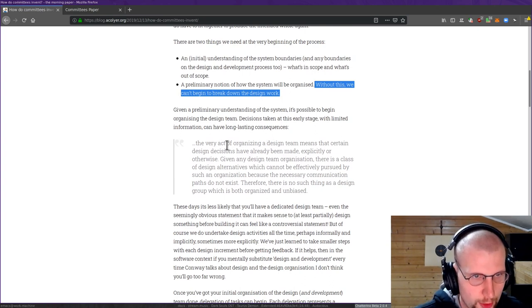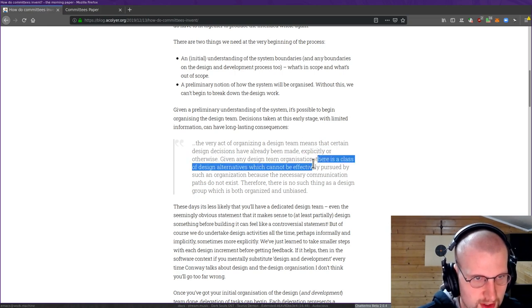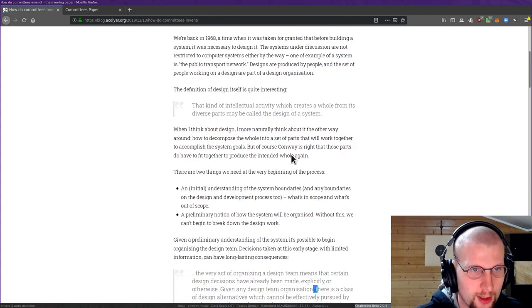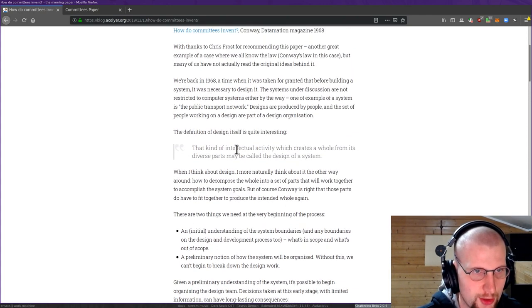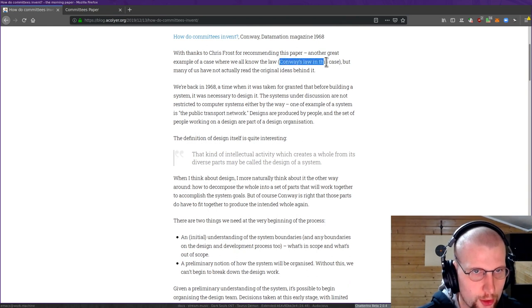The very act of organizing a design team means that certain design decisions have already been made, explicitly or otherwise. Given any design team organization, there is a class of design. Oh, actually, come to think of it, Conway's Law, this is completely random, is the idea that the design of software is a direct reflection of the organization you work in.